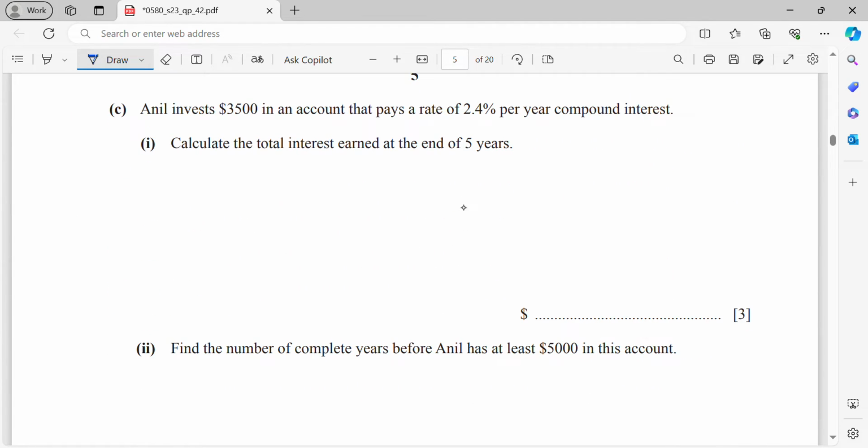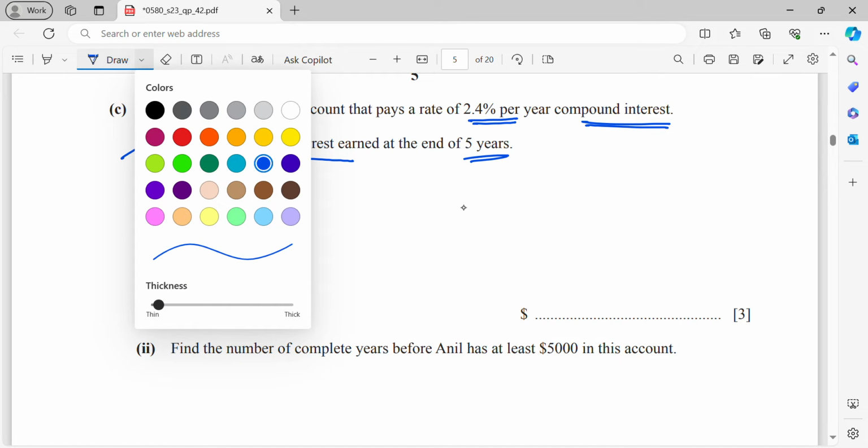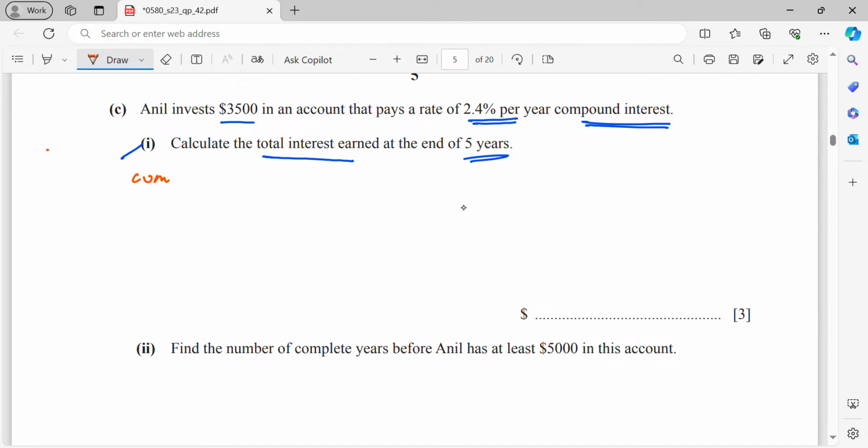Okay, for C, Anil invests $3,500 in an account that pays a rate of 2.4% per annum compound interest. First part, calculate the total interest earned at the end of 5 years. So our formula is compound amount, A equals P(1 + R/100)^N. So this N is how many years? This R is percent. The P is the principal value, which means the original value.